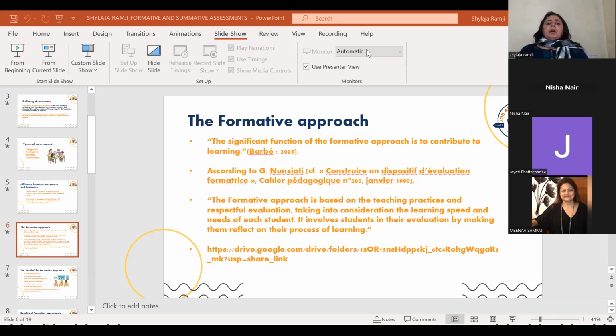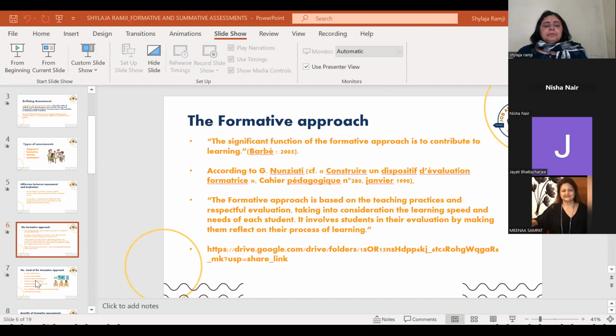So what is the purpose of the formative approach? The formative approach is not only to monitor how the student learns, by the direct and indirect measures that we spoke about, but also to ensure the student reflects upon how he is learning, and to have feedback from the student for the student and for the teacher. As I said, to tailor-make the lesson plans and the unit plans.